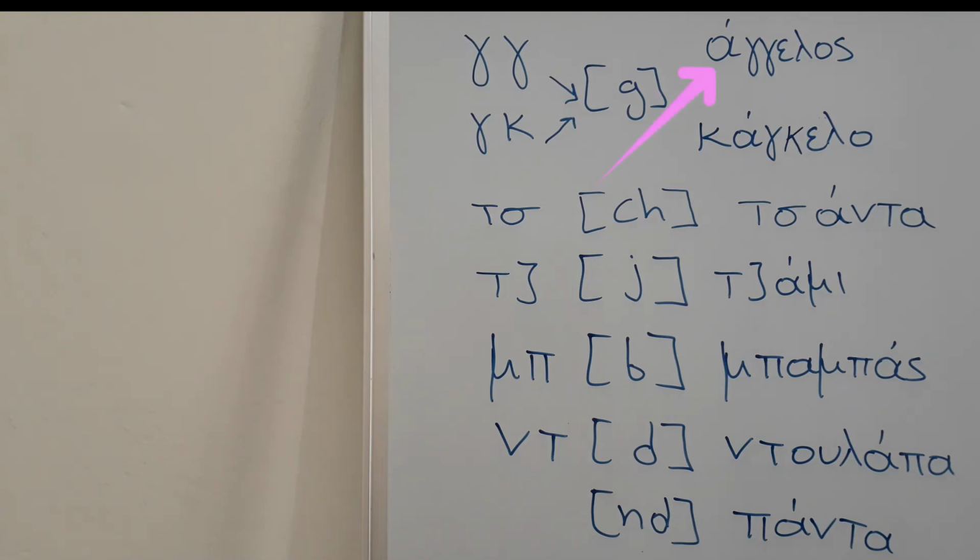So let's recapitulate the sounds. G, angelos. G, kangelo. T, tsanda. Z, zami. B, bambas. D, dulapa. D, panda. G, T, Z, B, D.